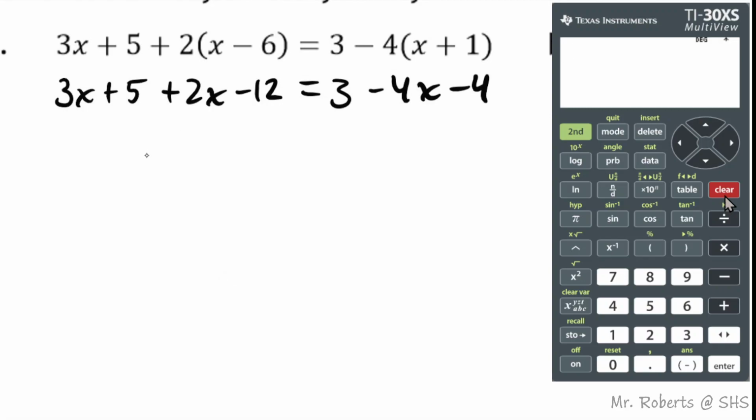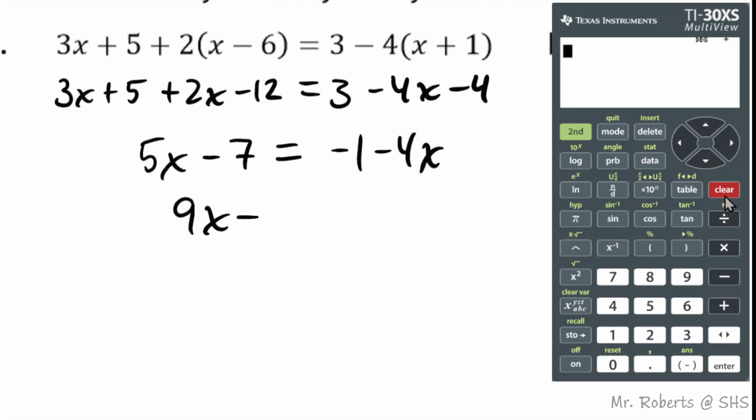Let's collect like terms. 3x and 2x is going to be 5x. And 5 minus 12 is going to be negative 7. On the other side, I've got a 3 and a negative 4, which is going to make a negative 1 minus 4x. 3 minus 4 is negative 1. And now I'm going to go ahead and add 4x to both sides. So this is going to become 9x minus 7 equals negative 1.